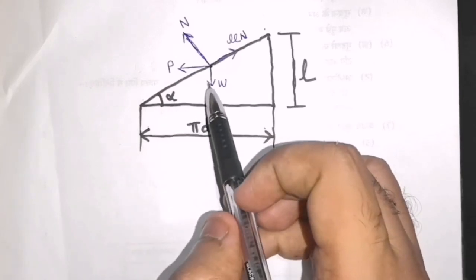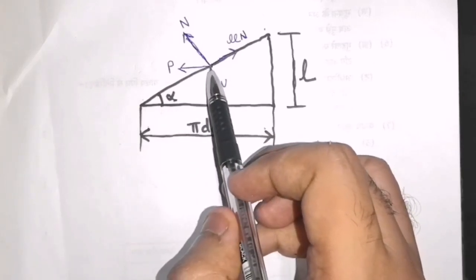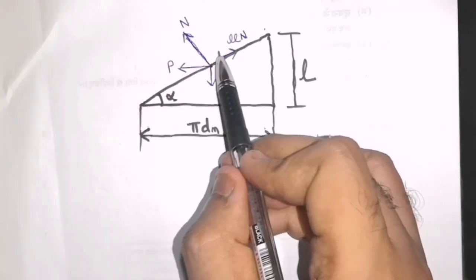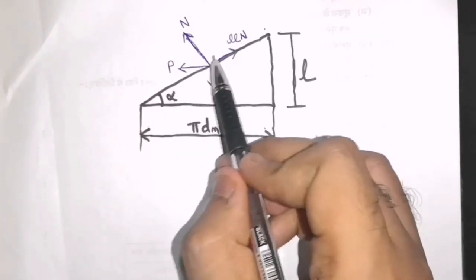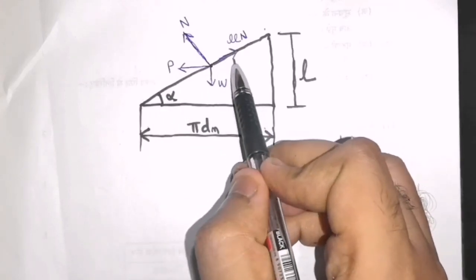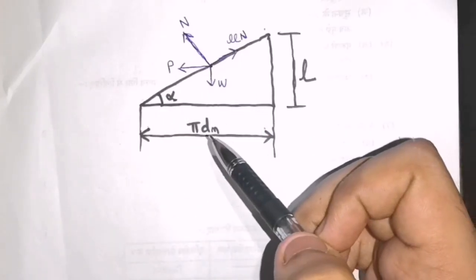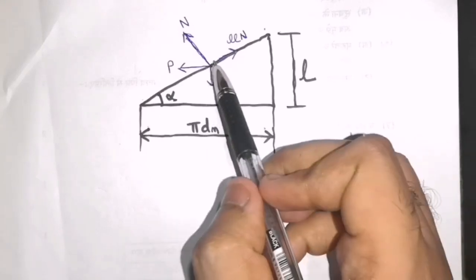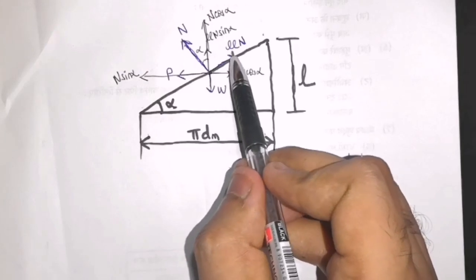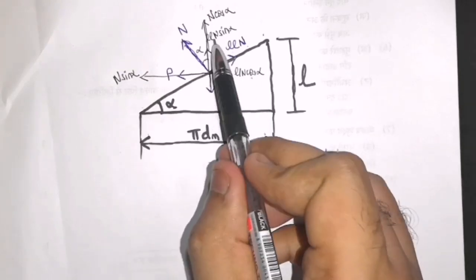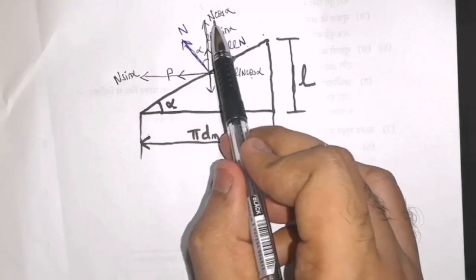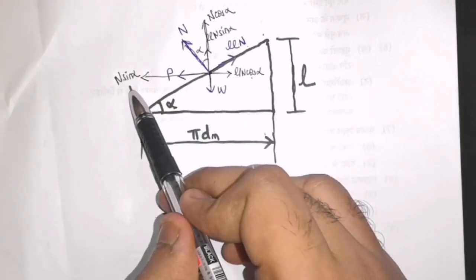Now as we have to lower the load, the direction of the applied load will be to the left. As the load has to lower down, the friction force will be in the opposite direction, that is in the upward direction. Before applying condition of equilibrium, I will resolve all the inclined forces. I have resolved the inclined force mu N as mu N cos alpha and mu N sin alpha, and similarly this N has been resolved into N cos alpha and N sin alpha.